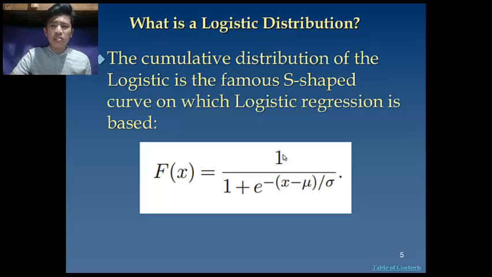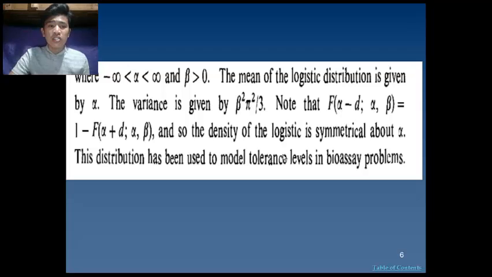The cumulative distribution of the logistic is the famous S-shaped curve on which logistic regression is based. So it is F of x is equal to 1 all over 1 plus e to the power of negative quantity x minus mu over sigma, where alpha is less than infinity and greater than negative infinity, and beta is greater than 0.